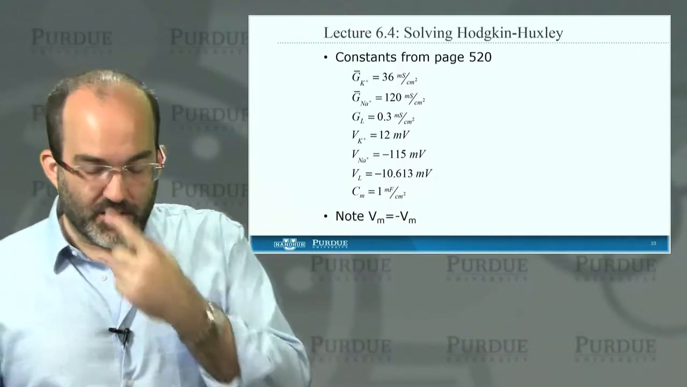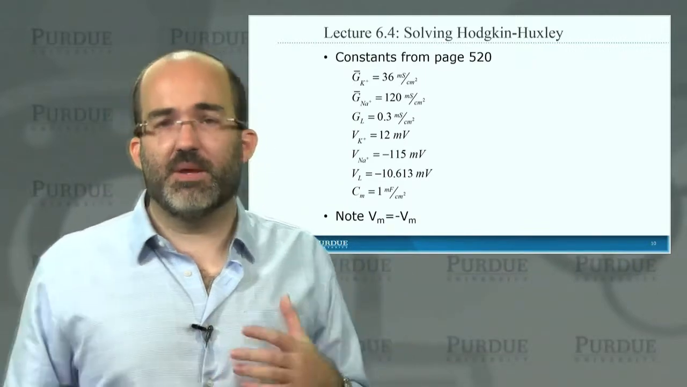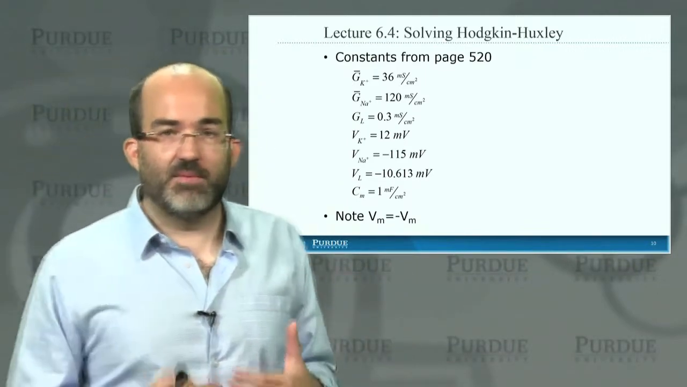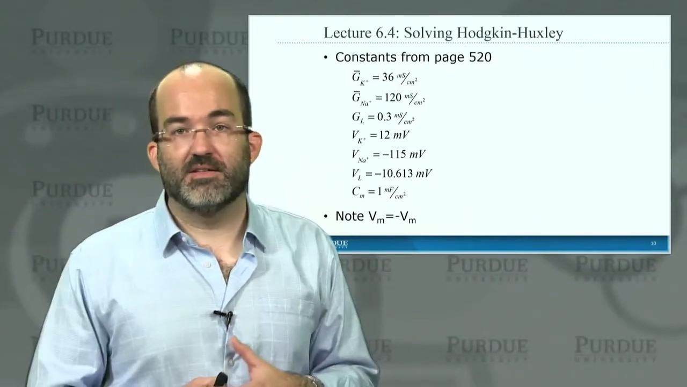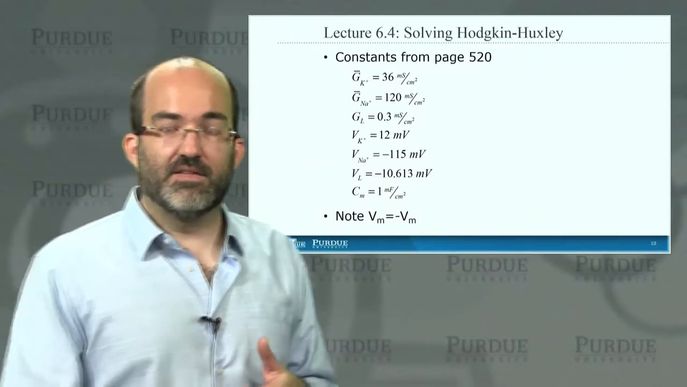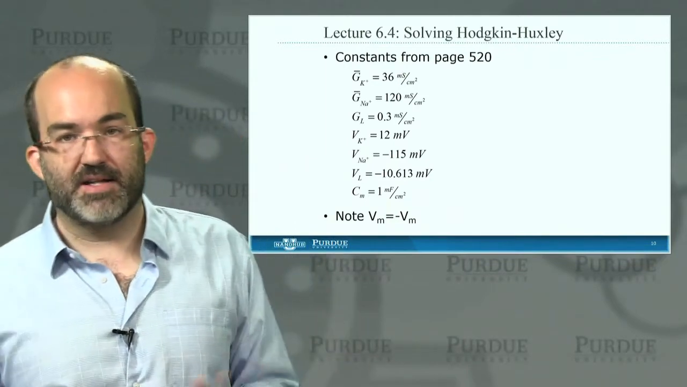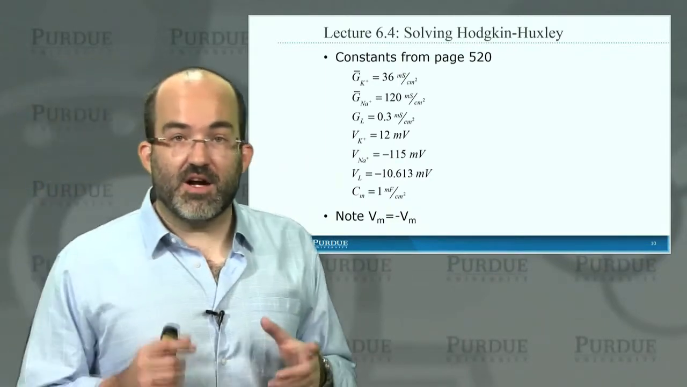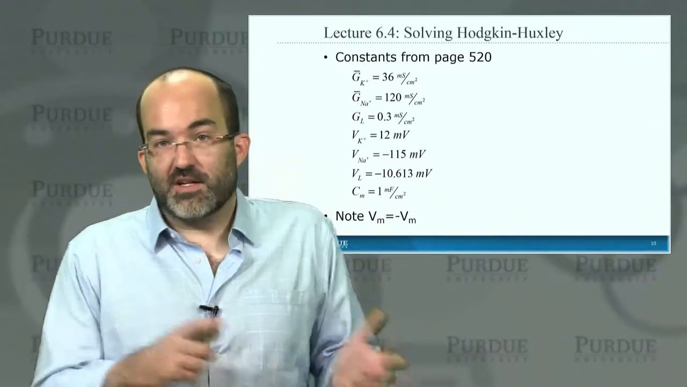And then one critical note. Throughout this course, as is common in textbooks and in papers today, we define the membrane voltage as the difference between the voltage inside the cell and the voltage outside the cell. And so the voltage inside the cell is more negative than the voltage outside the cell, so the membrane voltage is negative. Typically, it's about minus 65 millivolts. Hodgkin and Huxley defined it the other way around. There isn't a right way or wrong way, they just did it the other way.